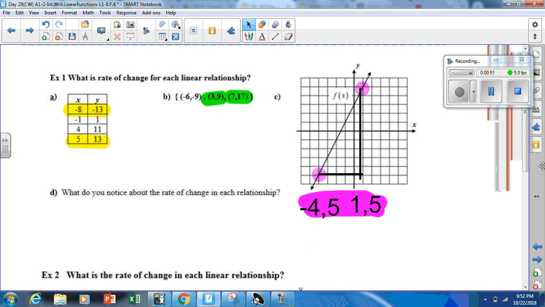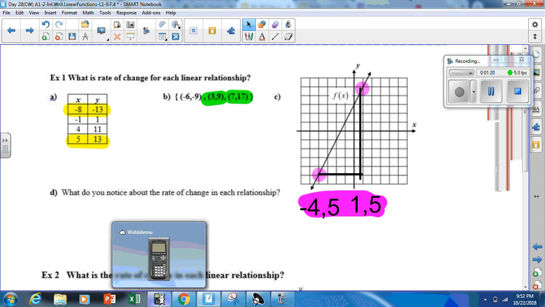All right, so I want you to consider the following. I have a table, I have a group of ordered pairs, and I have a graph. Now, what to pay attention to? In each one of these items, I have selected 2 points. Some of them have multiple points, but remember, I only need 2 points in order to determine the rate of change, the ROC.